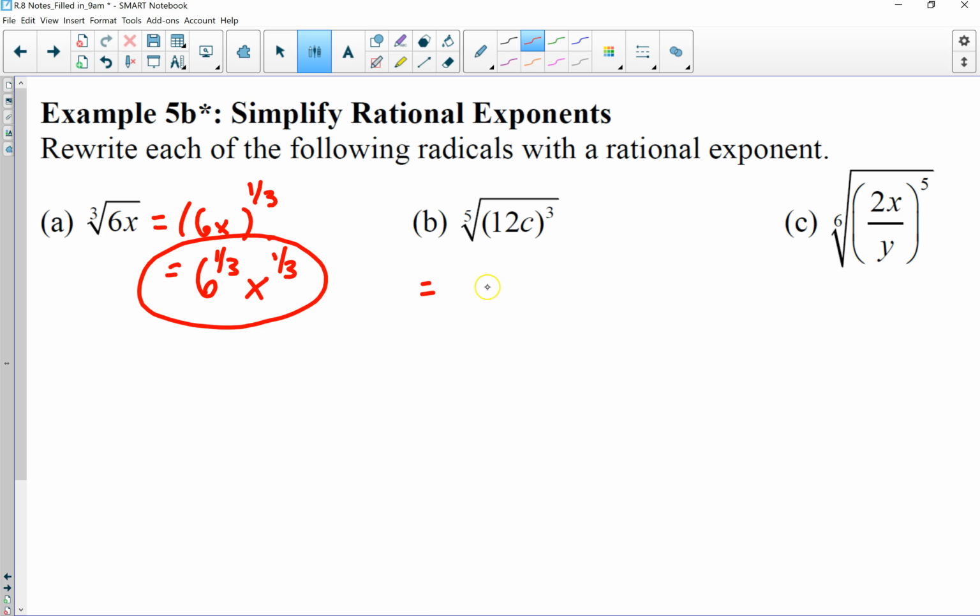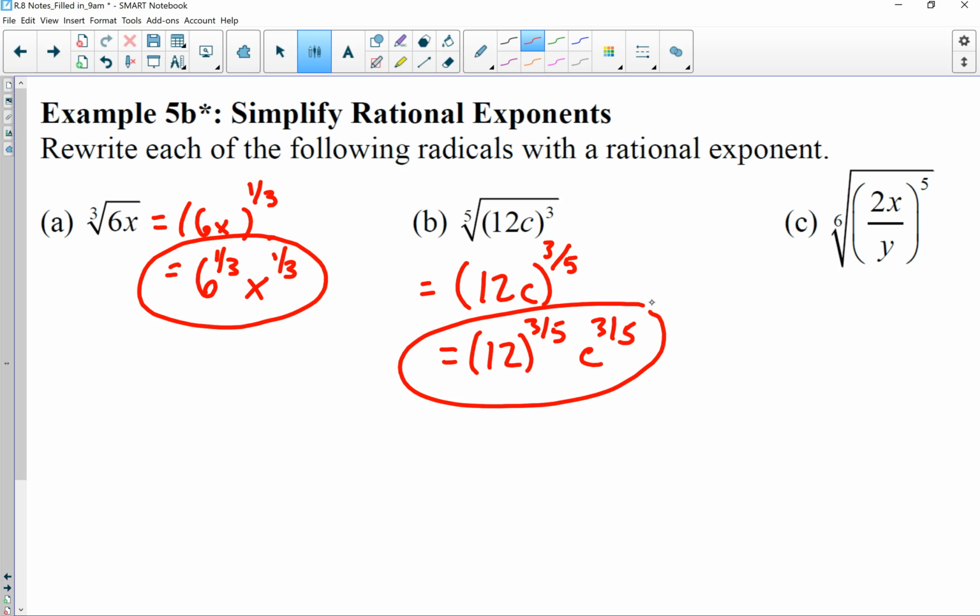On B, we can take that same idea. I can take the 12c and I can change my root 5 into the 5th for my power, and then the 3 goes on the top. So the denominator of 5 came from my 5th root, and the numerator of 3 comes from the power. And then again, I can go ahead and use that property. I can let the power occur to each item in my multiplication. So 12 can get the power of 3/5, and so can the c. And we can't go any further with that. We're going to have to leave it just like that.